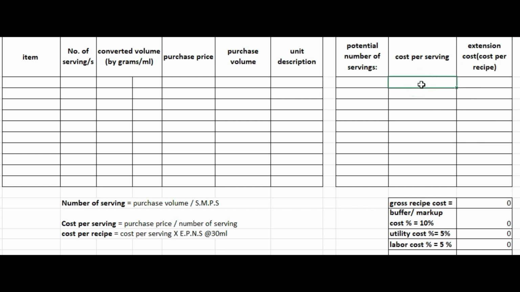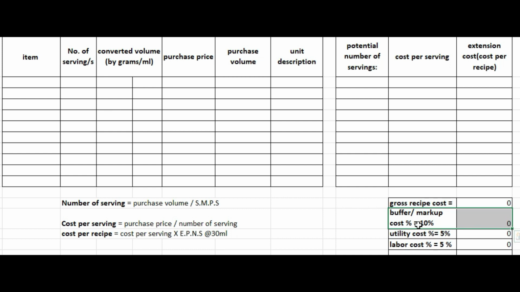And then lastly we have your extension cost or the cost per recipe. This will be the cost of your entire item. We can get the cost per recipe or the extension cost by simply multiplying your cost per serving with your edible portion number of servings. And of course, we have our gross recipe. This gross recipe refers to the entire cost of your product, yet without the additional cost. And then we have also the buffer.